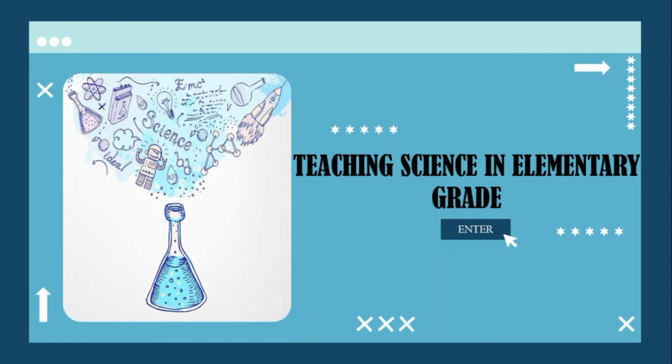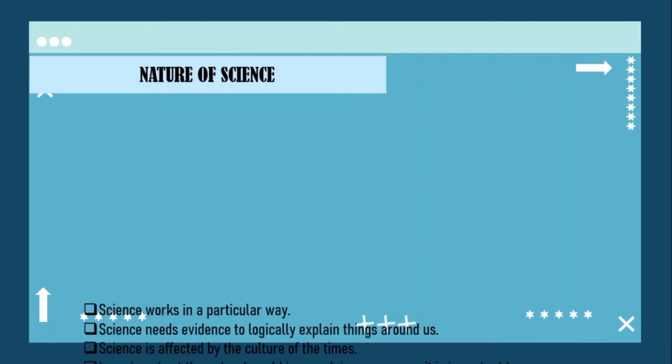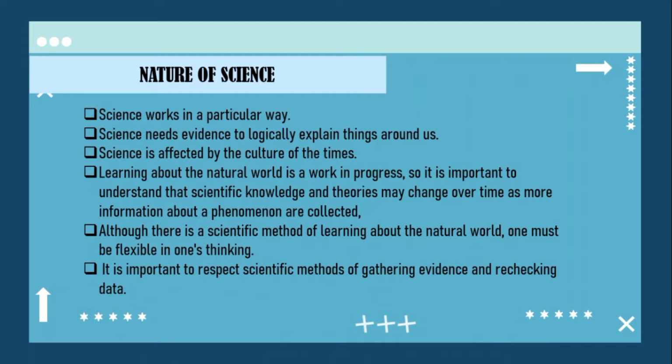So before we formally start the discussion for today, let's have first a recap of your previous lesson, which talks about the nature of science. To sum up everything, you already know that science works in a particular way. Science needs evidence to logically explain things around us, and also science is affected by the culture of the time. So learning about the natural world is a work in progress.